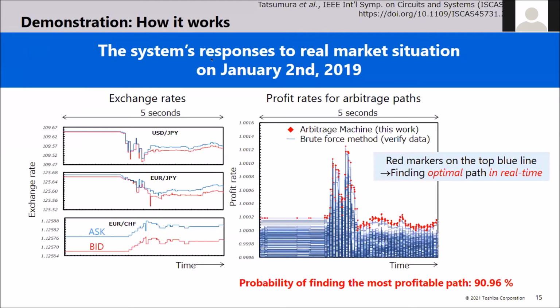This slide shows how the system responds to the rapidly changing real market on January 2nd, 2019. The right figure shows the profit rate of arbitrage paths. The red marker corresponds to the profit rate of the path found by the SB-based arbitrage machine. Blue lines show the profit rate of all possible paths prepared by the brute force method as a verification. The red marker positions on the top of the blue lines, meaning that this system can find the optimal arbitrage path from a tremendous number of possibilities in real time. The probability of finding the most profitable path was 90.96%.